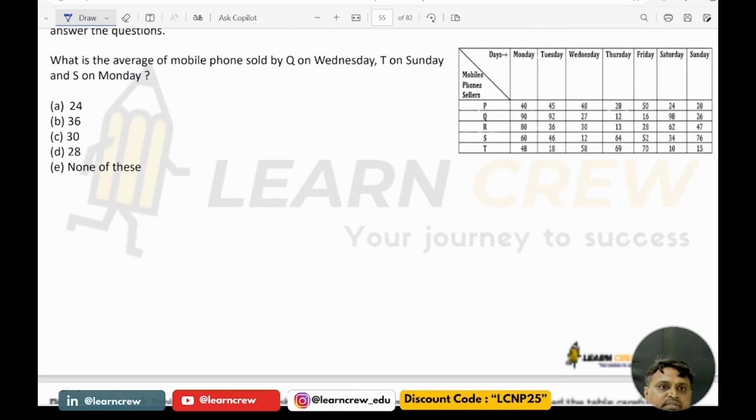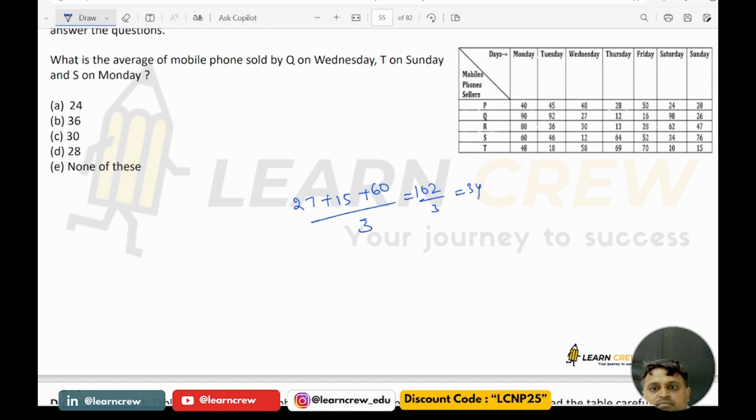Now next question. What is the average of mobile phones sold by Q on Wednesday? So Q on Wednesday how much? 27. And T on Sunday, it is how much? 15. And S on Monday how much? 60. So what is the average? It is 102 by 3, which is 34. So answer is 34. So option is none of these.